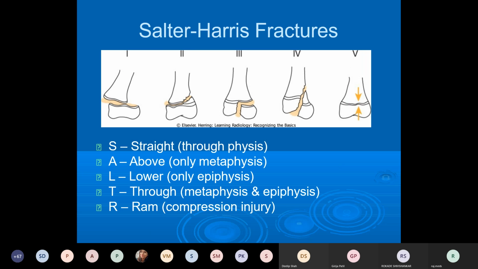Then the next common fracture which is seen in the pediatric population is Salter-Harris fracture. S for straight, that is the fracture is through the physeal line. Then A for above, that is only the metaphysis is involved. So the fracture line is going through this metaphyseal portion. L for lower, only the epiphysis is involved. T is through the metaphysis and epiphysis. The fracture line is involving both the metaphysis and epiphysis. And R is for ramp, that is the compression injury.